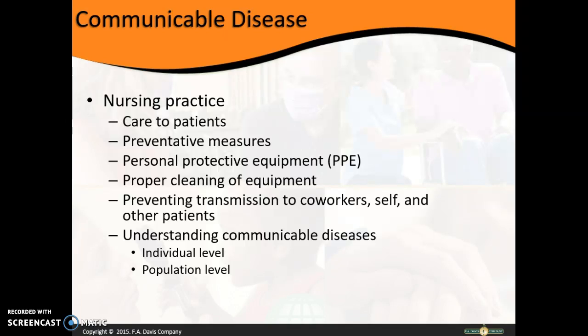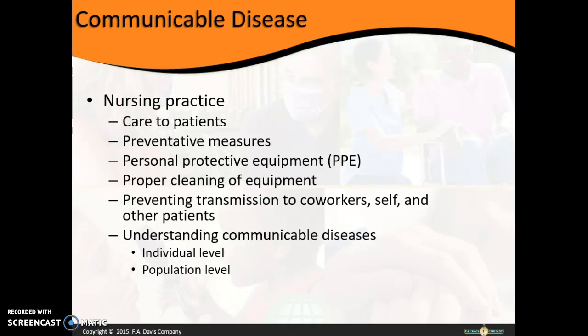We also usually are often responsible for cleaning of equipment, whether that's going in and out of an isolation room and cleaning a glucometer before and after, or making sure when somebody's discharged from the hospital that we always ensure that the equipment that was used on one patient is fully cleaned and if necessary, sterilized before being used on another patient. So it's important to kind of understand communicable diseases at two levels.